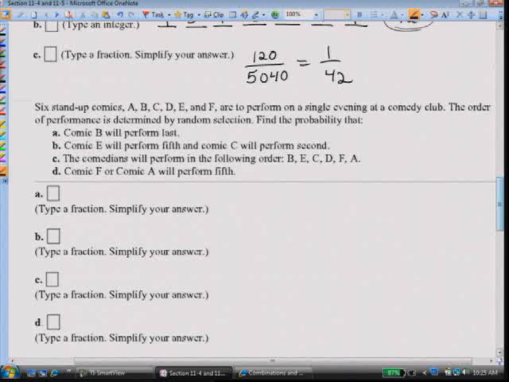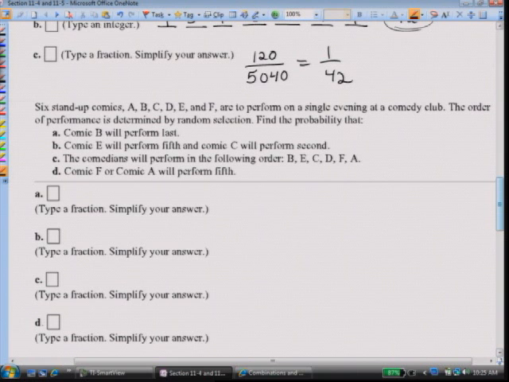So now we have a situation. 6 stand-up comics, A, B, C, D, E, and F, are to perform on a single evening at a comedy club. The order of performance is determined by random selection, and we're asked to find the probability that comic B will perform last. And we want probability.